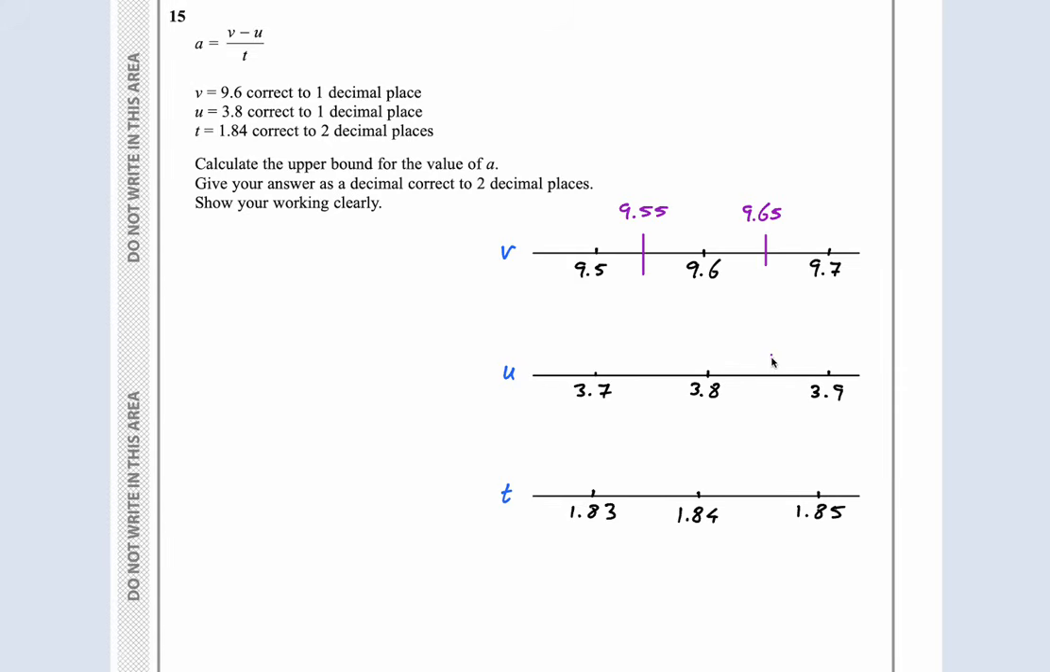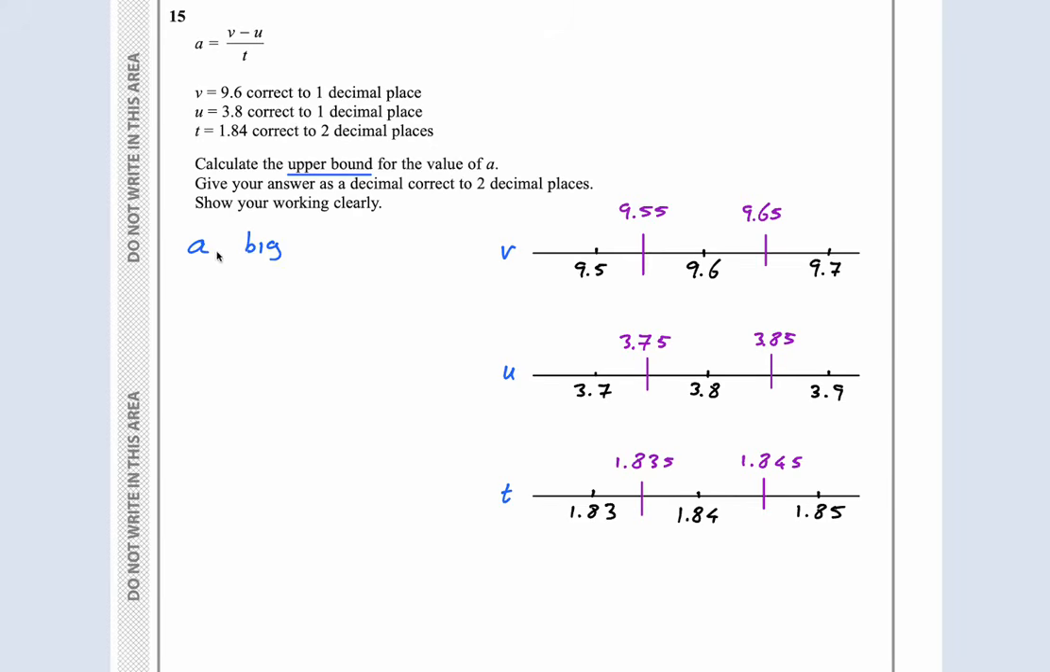The upper bound here is going to be 3.85. The lower bound here is 3.75. And finally, upper bound here, 1.845. Lower bound, 1.835. Okay, these are the lower bounds, these are the upper bounds. I just need to decide to make A big. So we want the upper bound for A.